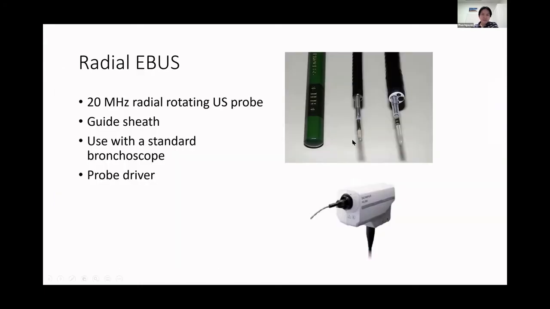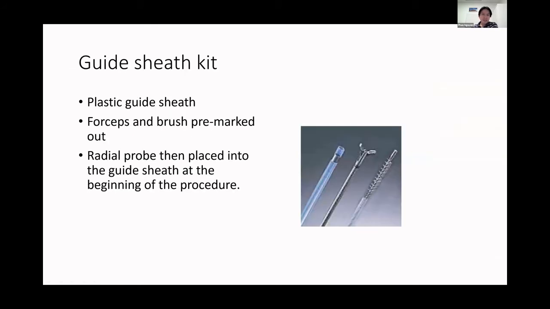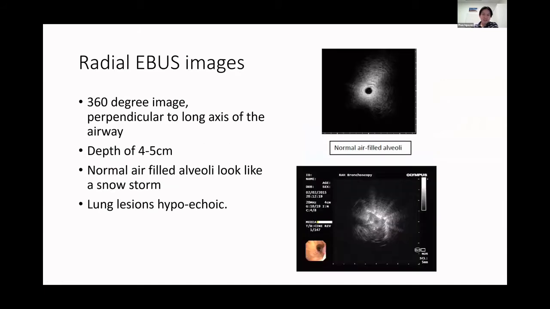So this is your radial ultrasound probe. The thinner one works down a 2.0 channel. This is the thicker one, which you need the 2.8 channel. And this probe is about 1.4, 1.5 in diameter, so that can reach quite far out, all the way to the periphery. You pass your tools down a guide sheath with the forceps and brush pre-marked, and that way, once you take out the radial probe, you can take biopsies from that area.